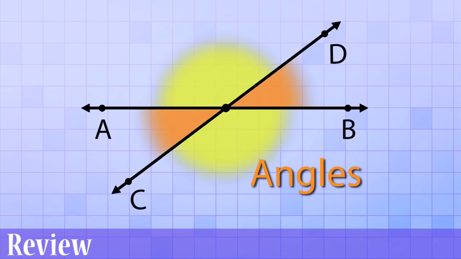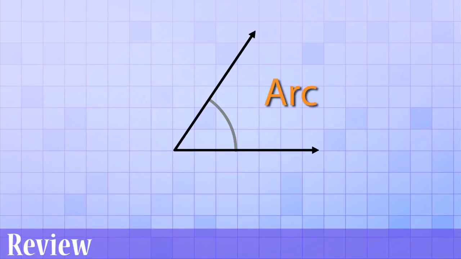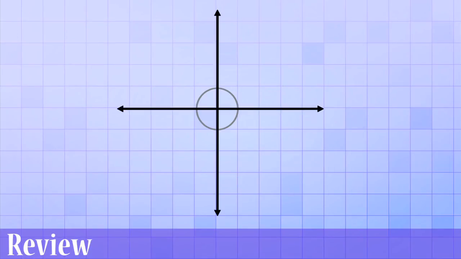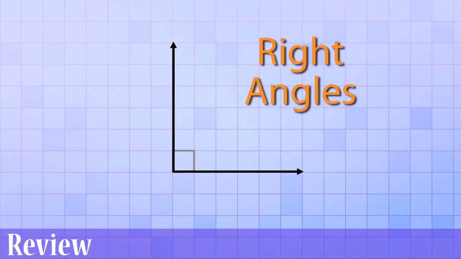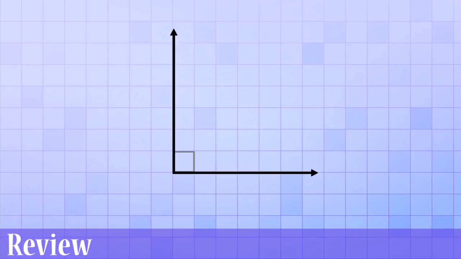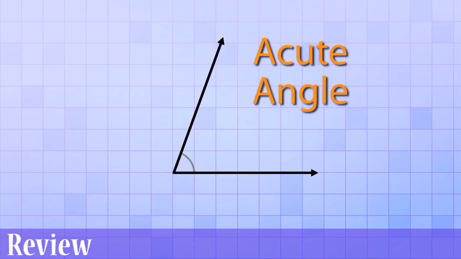Angles can be named by the points that form them, just like connect the dots. An arc is a part of a circle. Arcs can be used to represent an angle between two intersecting lines. When intersecting lines form all exactly equal angles, the lines are perpendicular. Perpendicular lines form right angles. Right angles are square corners, and we use a special square symbol to show that an angle is a right angle. An angle that's smaller or less than a right angle is called an acute angle.